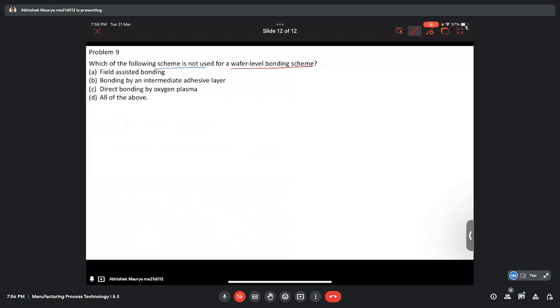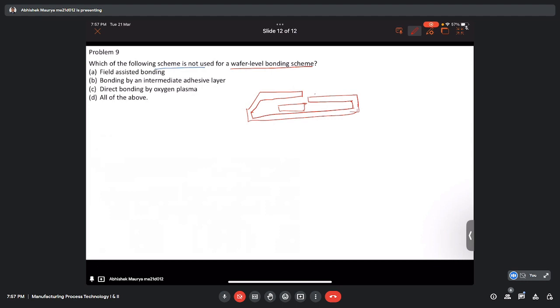Sometimes it is not possible to manufacture the component in one go, or just by one process. Let's say we have some very difficult component, something like this, or something of a very complex shape, and we want to manufacture this kind of miniature component. All the features are very small, less than micron size. So it is not possible sometimes to manufacture this kind of component in one go.